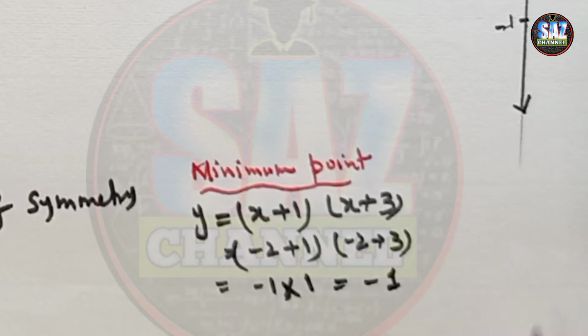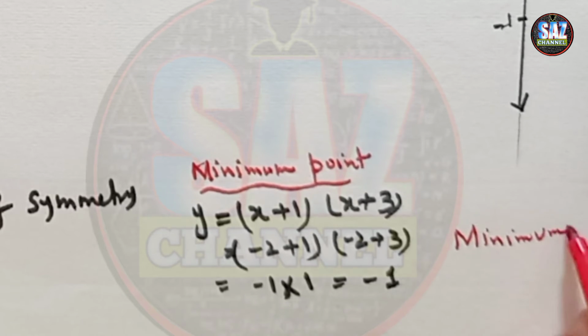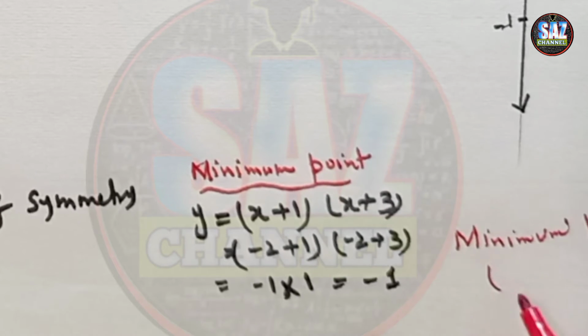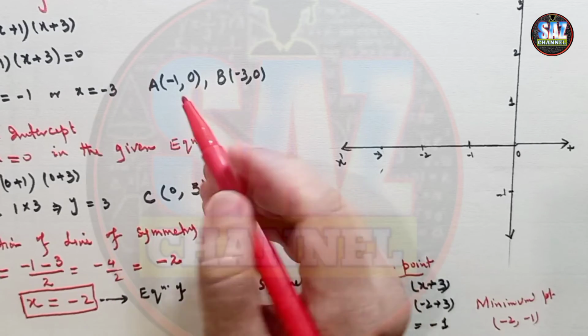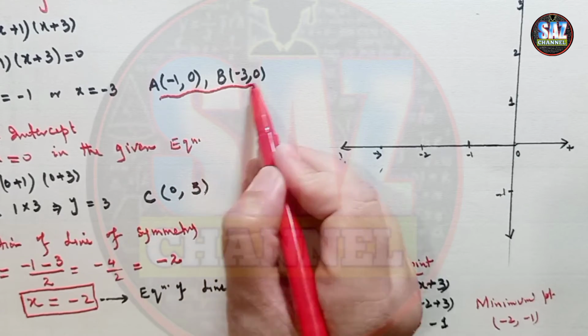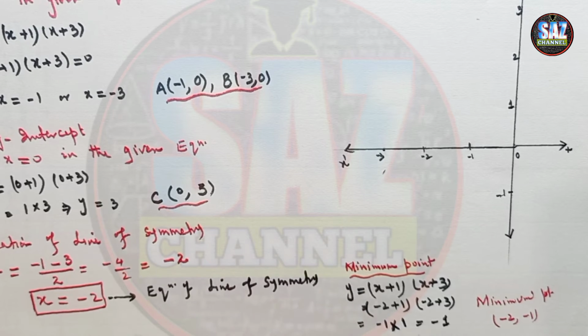So the minimum point I have to write is (-2, -1). Now in order to draw the sketch of this graph, we have to mark the x-intercepts, mark the y-intercept, and draw the line of symmetry and the minimum point. So let's go for the sketching.